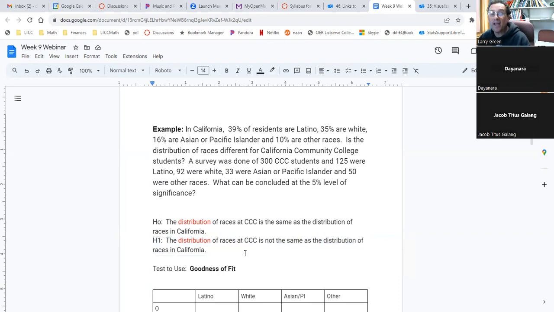Okay, the next step you're going to have to do is I'm going to ask you, what is the name of the test you're using? In this case, it's called a goodness of fit test. A goodness of fit test is used whenever there's a known distribution and you take a sample and you want to see if the population that you don't know has the same distribution as the known distribution, based on the sample that you have. Any questions on that idea?